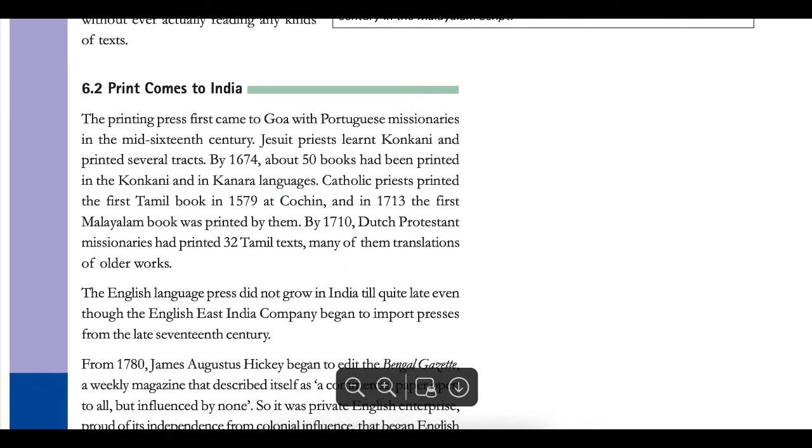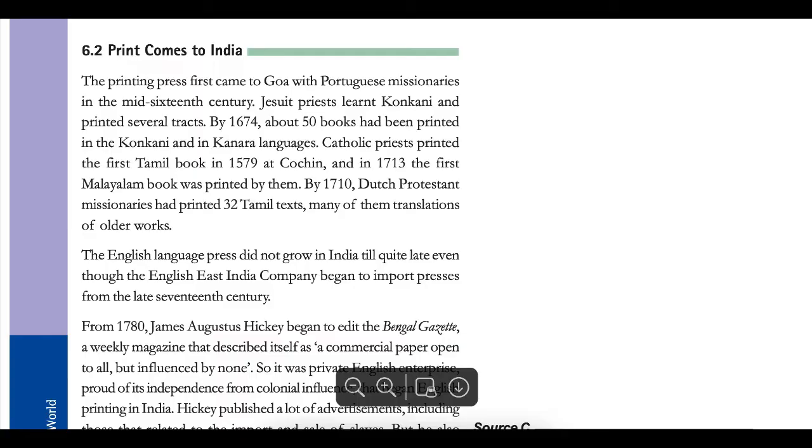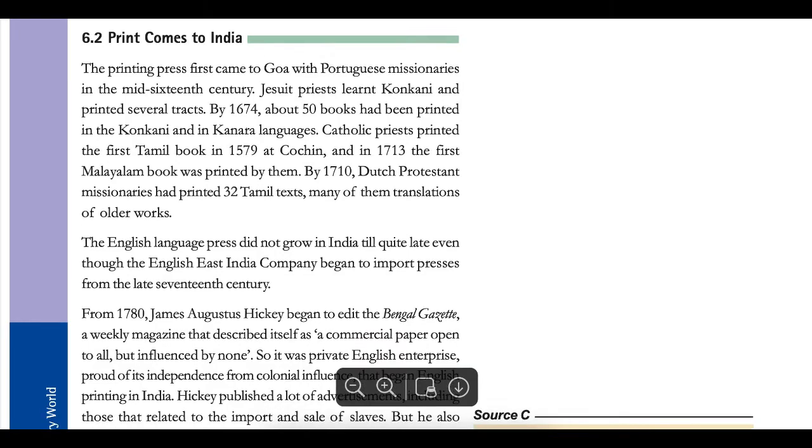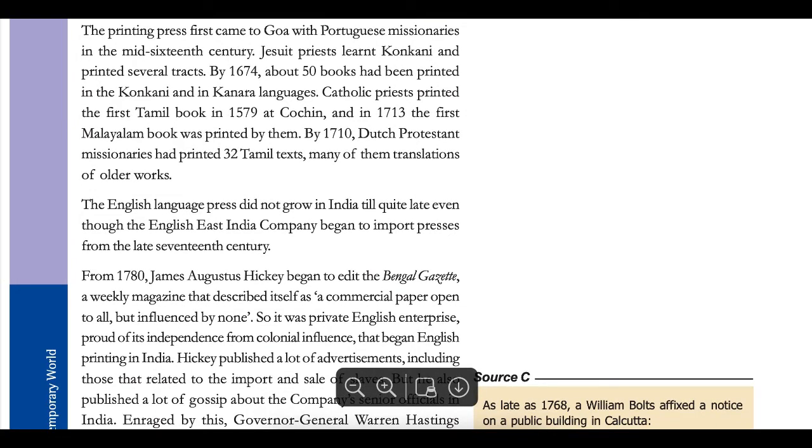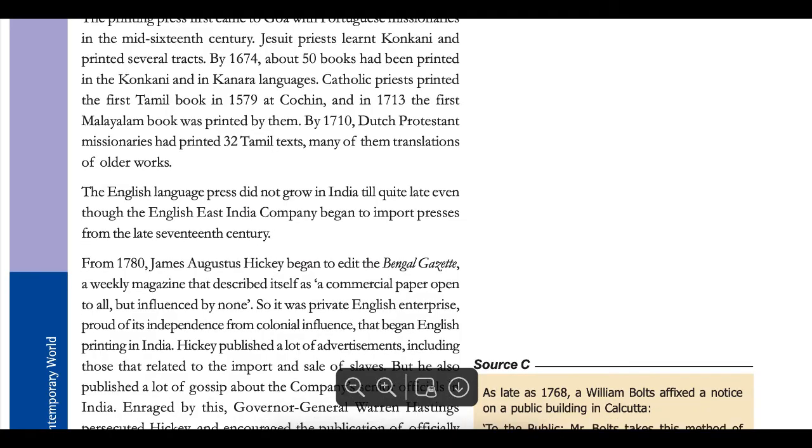Print comes to India. The printing press first came to Goa with Portuguese missionaries in the mid-16th century. Priests learned Konkani and printed several tracts. By 1674, about 50 books had been printed in Konkani and in Kannada languages. Catholic priests printed the first Tamil book in 1579 at Cochin, and in 1713 the first Malayalam book was printed by them. By 1710, Dutch Protestant missionaries had printed 32 Tamil texts, many of them translations of older works.